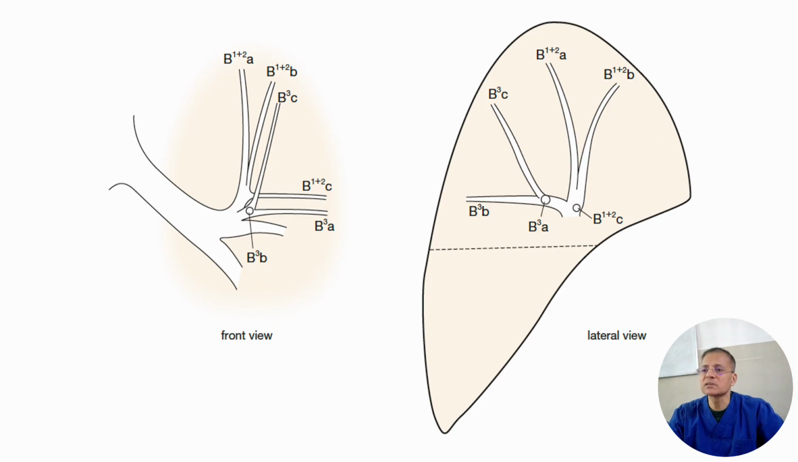It has not been depicted here, but this should be the inferior division. Then this is B1+2, with A, B, C, and this is B3. It's very important that the lingula is here in the back. So this is the superior division and this is the inferior division. This is B1+2 with A, B, C, and B3, the segmental division, which also contains A, B, and C. So this is very important.